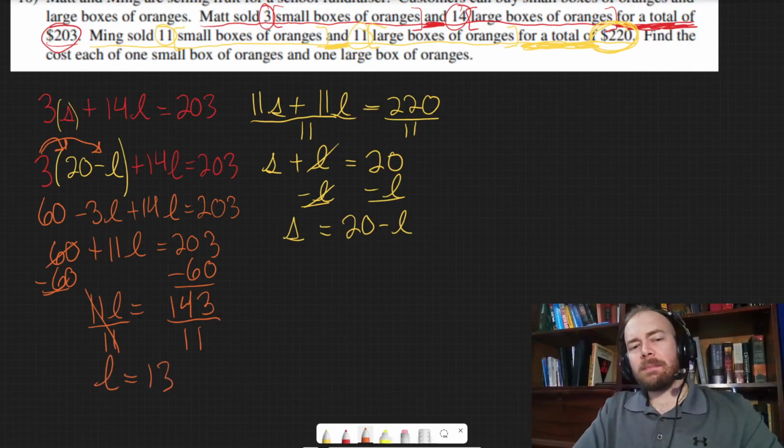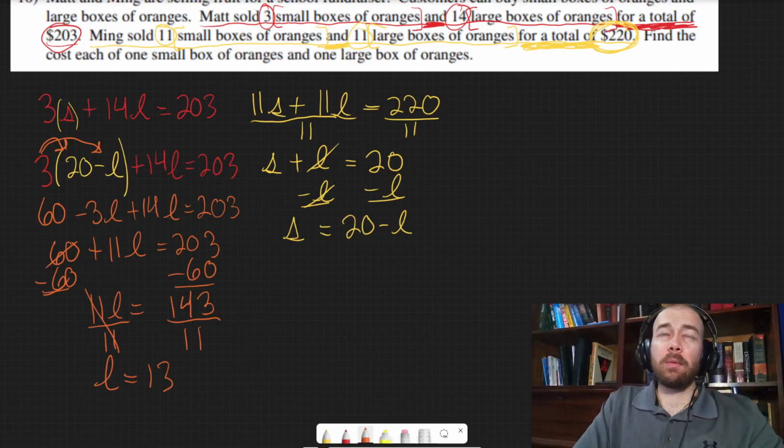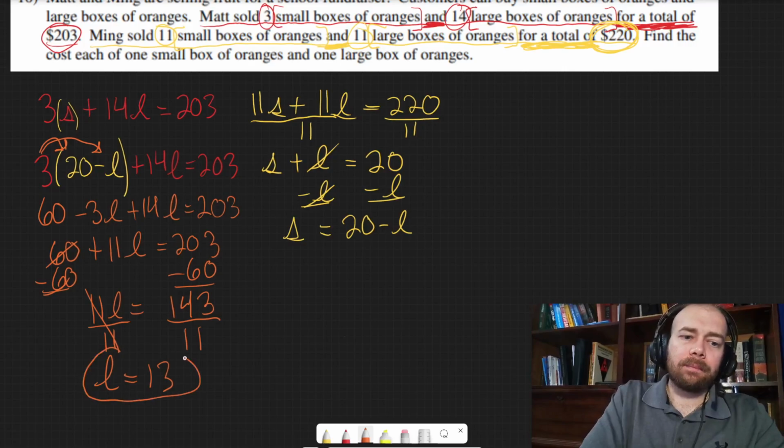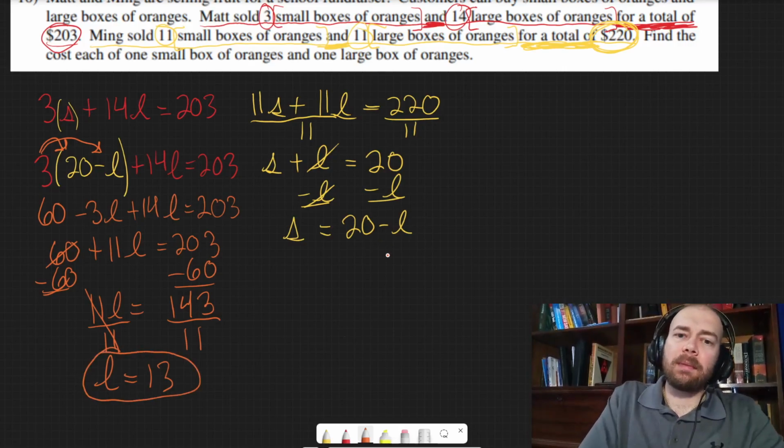We could always check it by multiplying. So 11 times 10 would be 110. Okay. And then 11 times 3 would be 33. So 33 plus 110 would be 143. Yeah, looks like that works. So L should be 13. And of course, if you're allowed to use a calculator, you can do that. But it is good to be able to do the math as well.